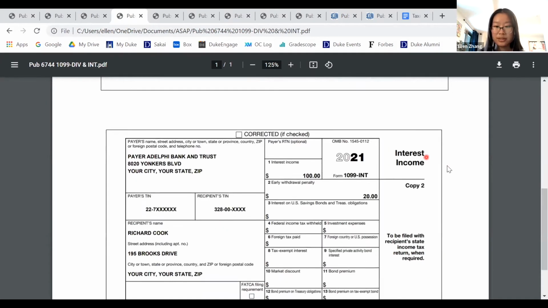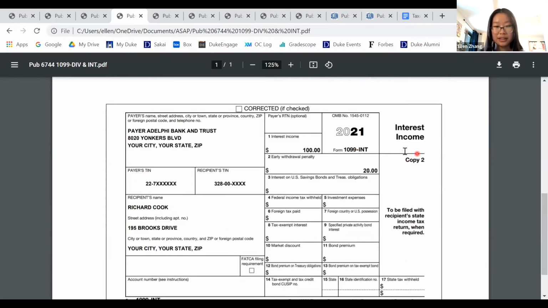We can scroll down to the 1099 INT down here for interest income. Again, there are usually only a few boxes filled out for this too: box 1, box 2, and box 4. Box 1 is your total interest income for the year. Box 2 is if there are any penalties for early withdrawals. And box 4 is federal income tax withheld. We can see that Richard Cook here had 0 income tax withheld from his interest income.